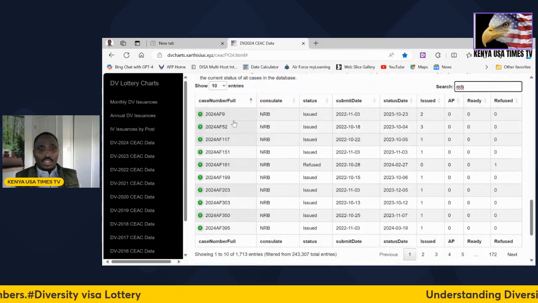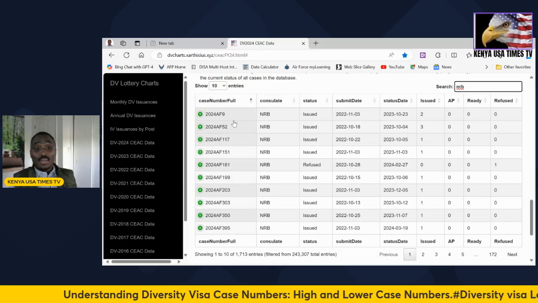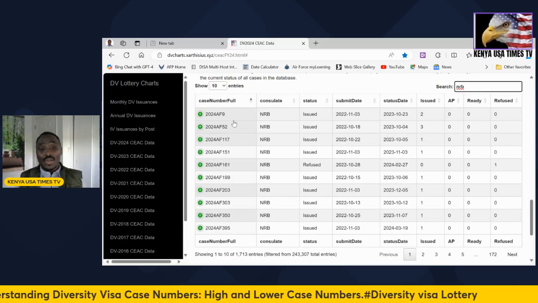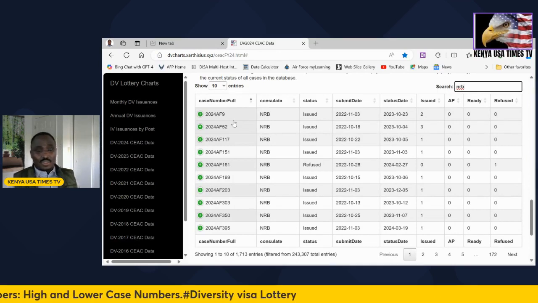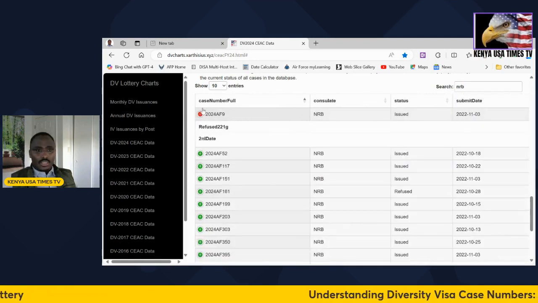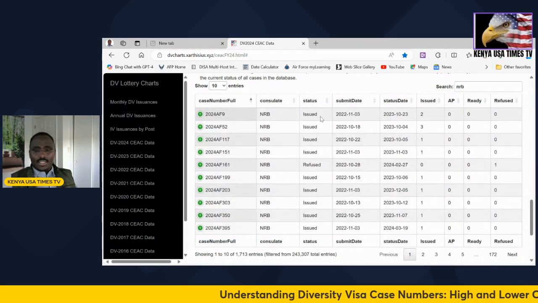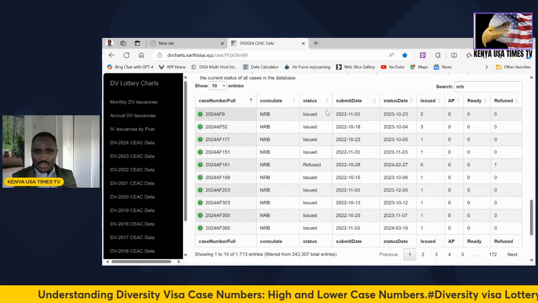For Nairobi, DV 2024, the lowest case number was case number 9. And was it issued? Let me see. Yes, the status is issued. When was it issued?